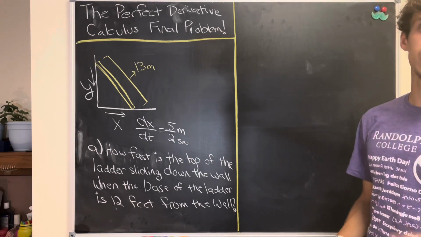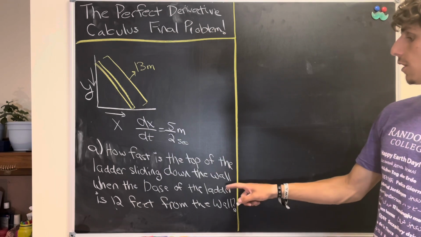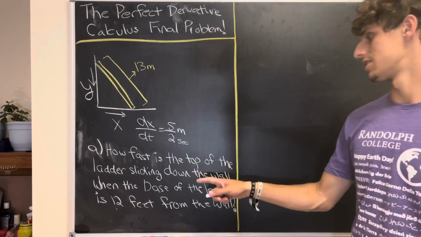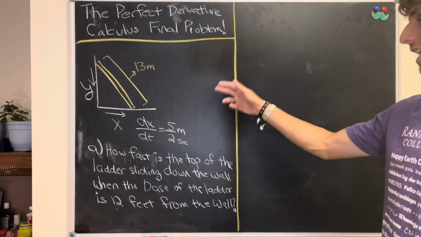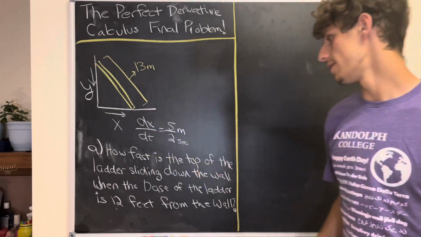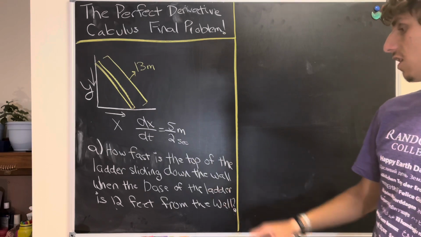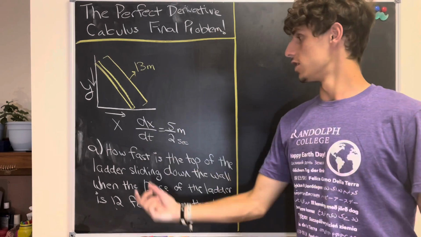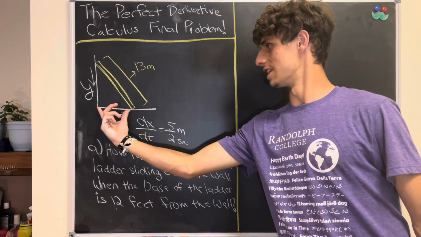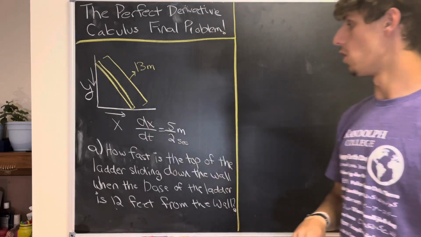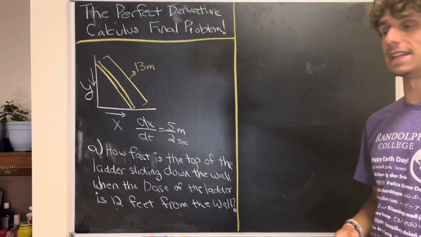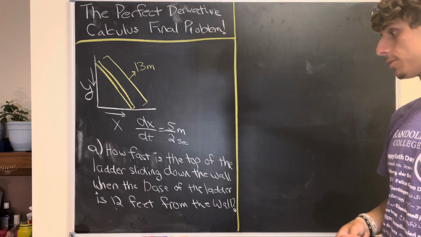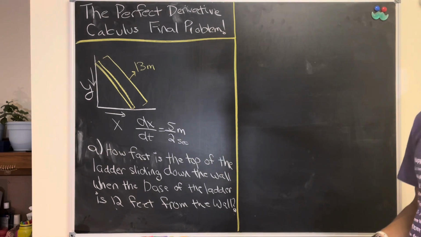So now that that's out of the way, let's jump into the solution. For part A, it asks us how fast the top of this ladder that I've colored in yellow here is sliding down the wall when the base of the ladder is 12 feet from the wall. So we'll say this x distance is the distance between the base of the ladder and the wall. Let's jump into the solution for part A, and then once we have that done, we'll move into parts B, C, and D. So first we want to find how fast the ladder is sliding down the wall.